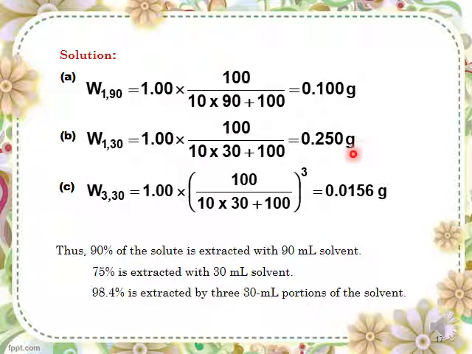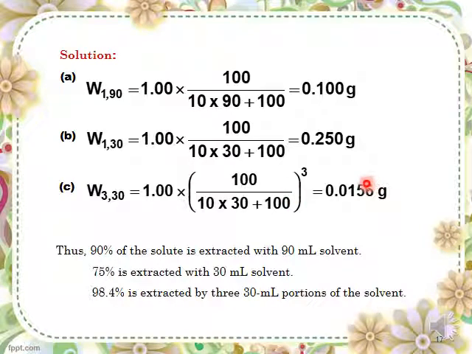But if you do more than one successive extraction, for example in this case 3, and in each extraction we use 30 ml, so this one remains behind. So rather than using 90 ml straight away, we divide into 3 portions of 30 ml, and then we do the extraction. So only 0.0156 remains behind.